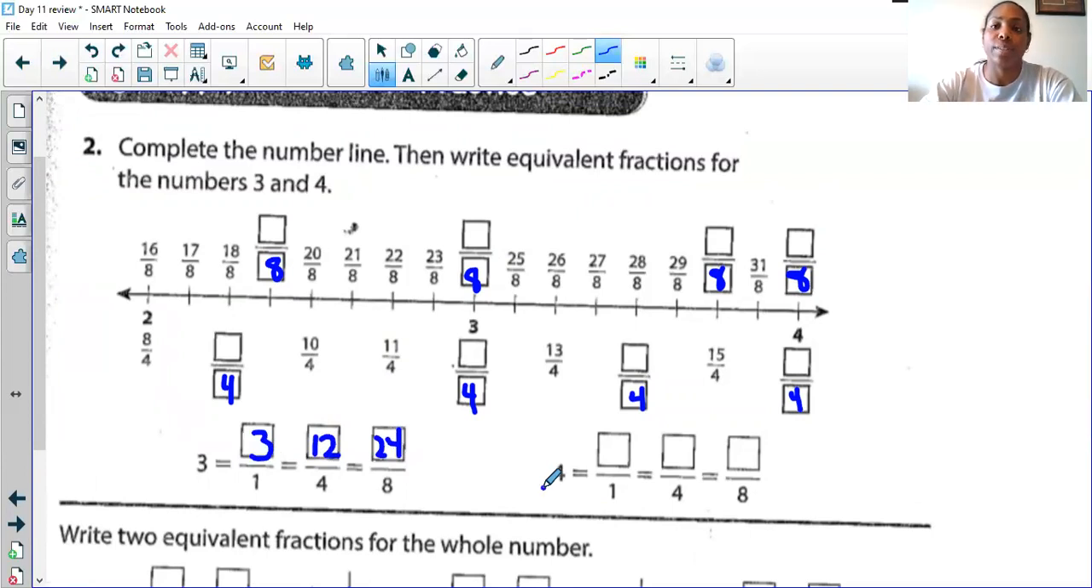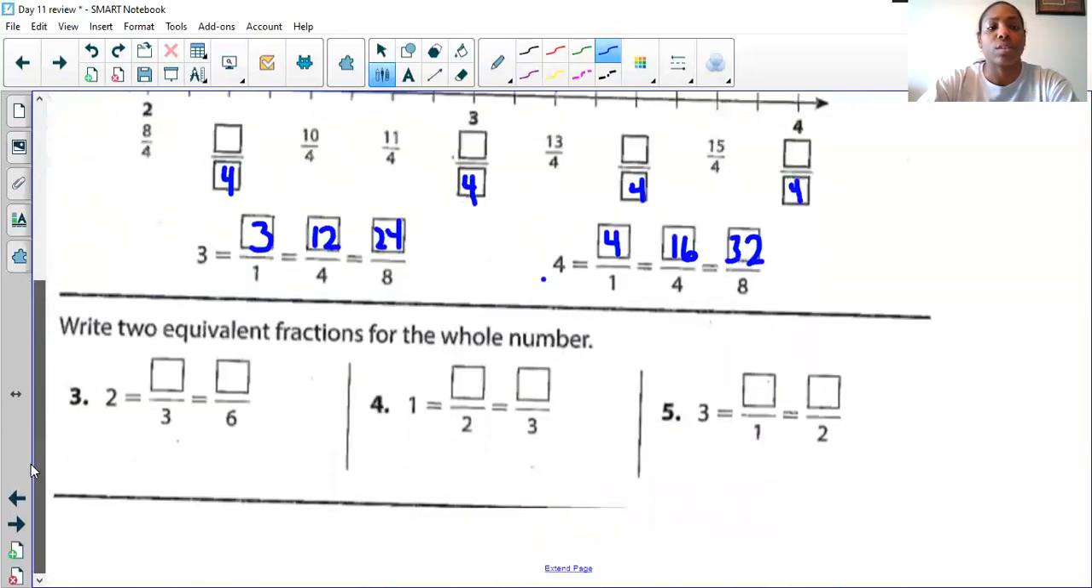All right, let's go ahead and take a look at the second part of this problem. Number 4, it shows 4 is equal to 4 over 1. Good. And then 4 is equal to, what's that number? 16. Very good. 32. So 32 over 8 is equal to 4. Think about it. 32 divided by 8 equals 4. 8 times 4 equals 32.